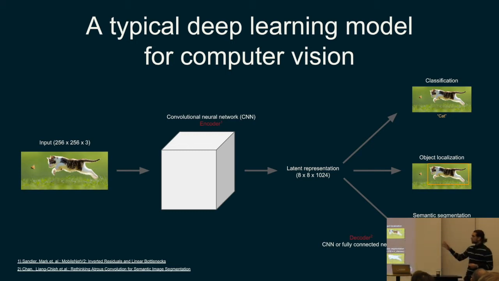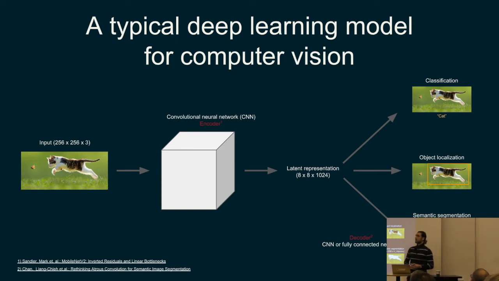But once you're there, you can either have something like a fully connected feed-forward network, perform classification and say, okay, there's a cat in this image. Or you basically backtrack, you reverse what you did with the encoder, and you go back to a mask for your image for semantic segmentation.